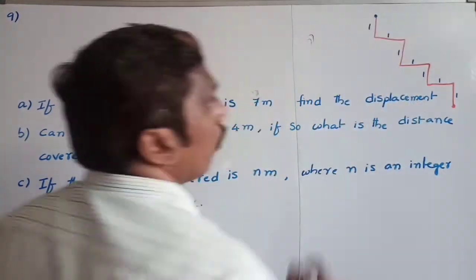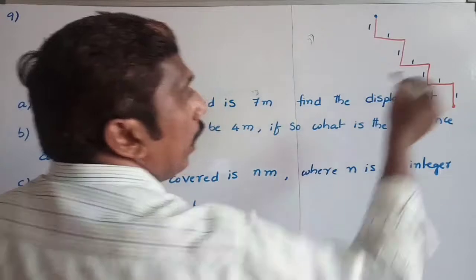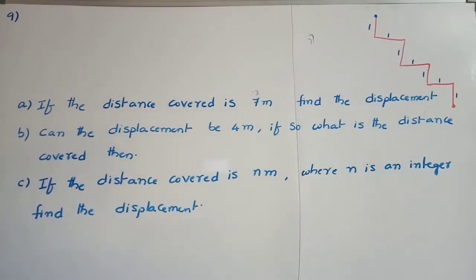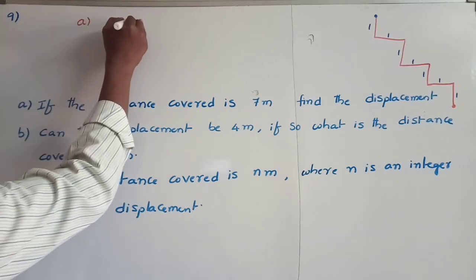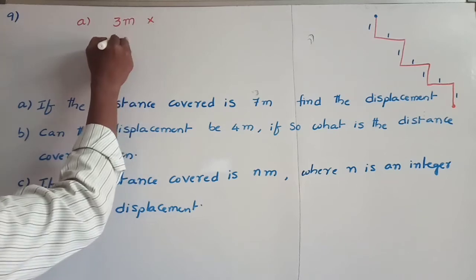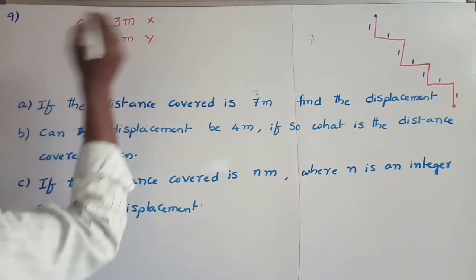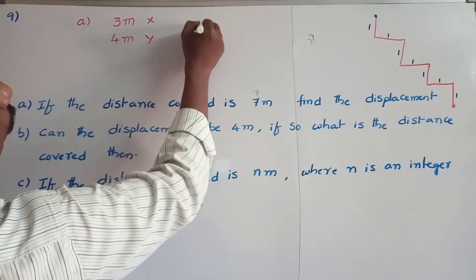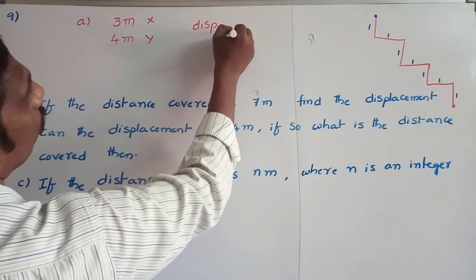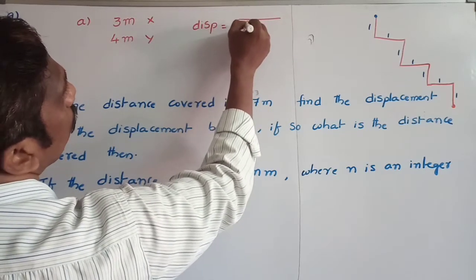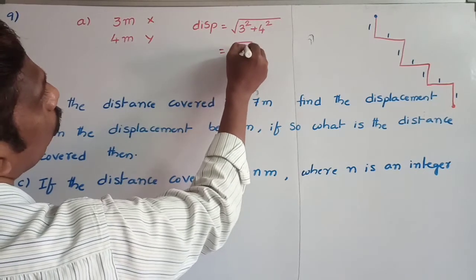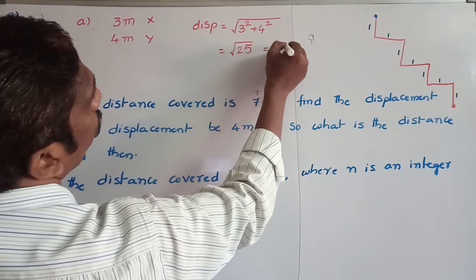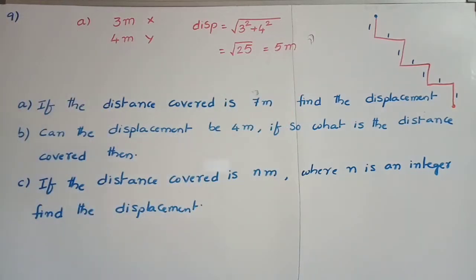He reached this point. Now we calculate the displacement. In this, he traveled 3 meters along x direction and 4 meters along y direction. So in this case, displacement is equal to root over 3 square plus 4 square. We know root over 3 square plus 4 square is equal to root over 25, which is equal to 5 meters. In the first case, displacement is equal to 5 meter.